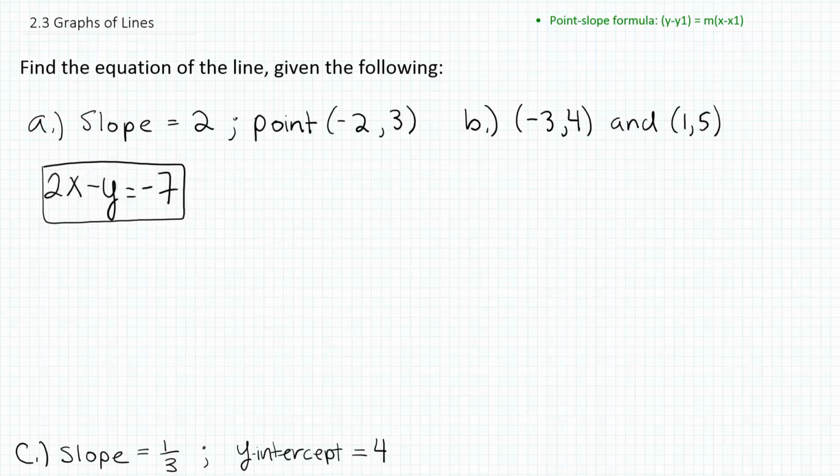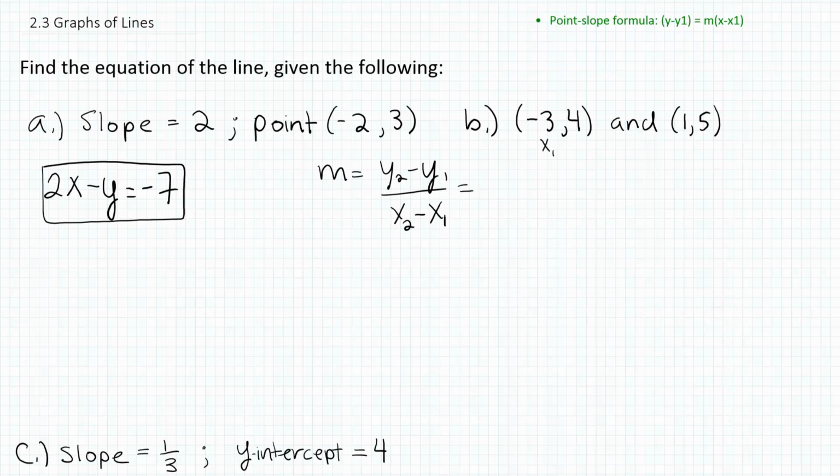Okay, so let's go ahead and try to solve example B then. So for example B, we don't have a point and a slope, but we have 2 points which can be used to get a slope, and then we can use one of those points with the slope to use the point-slope formula. So let's go ahead and get the slope first. Remember that your slope formula is m is equal to y sub 2 minus y sub 1 over x sub 2 minus x sub 1.